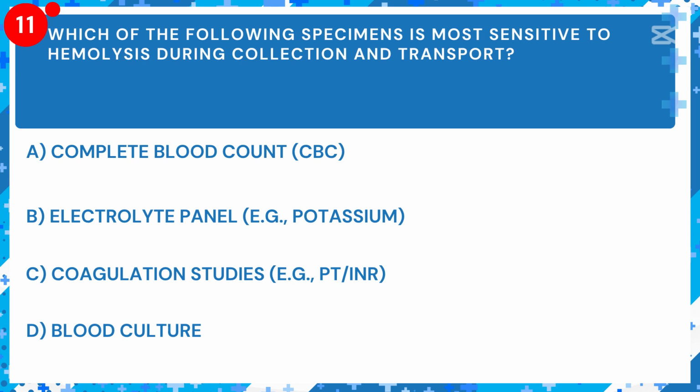Question 11. Which of the following specimens is most sensitive to hemolysis during collection and transport? A. Complete blood count, CBC. B. Electrolyte panel, e.g., potassium. C. Coagulation studies, e.g., PT/INR. D. Blood culture.